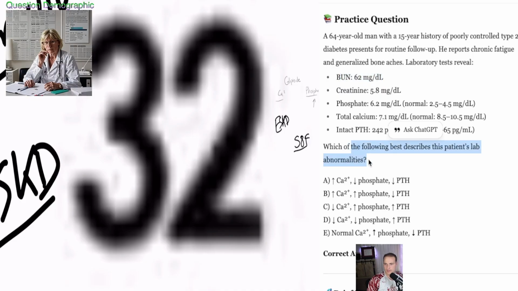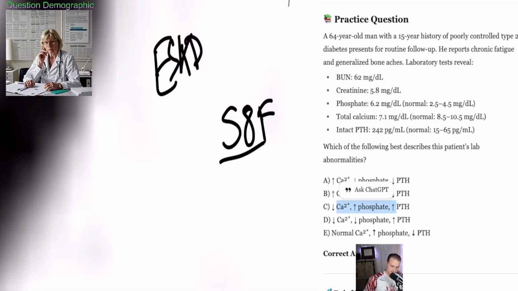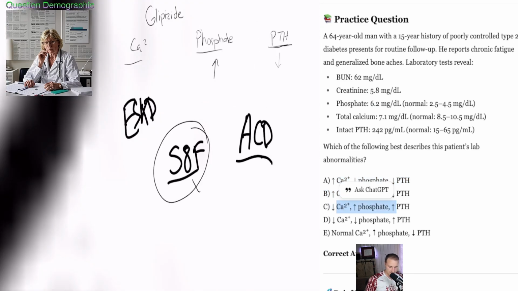All right, so what's the abnormality going on here? Well, definitely we're having trouble because we have kidney problems, right? It seems like there's a kidney problem that's causing secondary hyperparathyroidism. And so our answer is going to be C. Let's talk about this though. So in the other question I recorded, I had a 58-year-old female. In this question, we have a 64-year-old man.